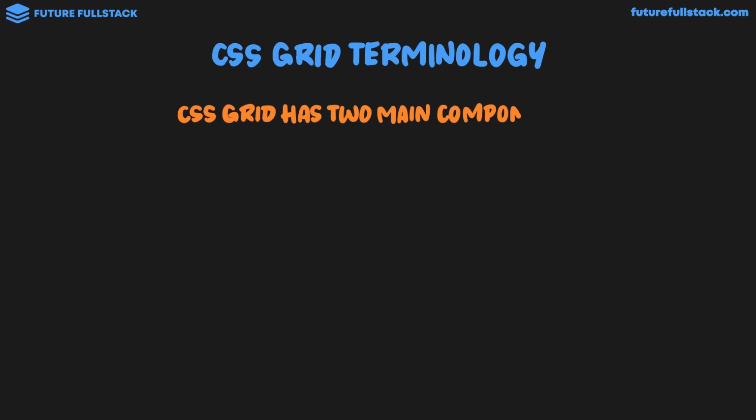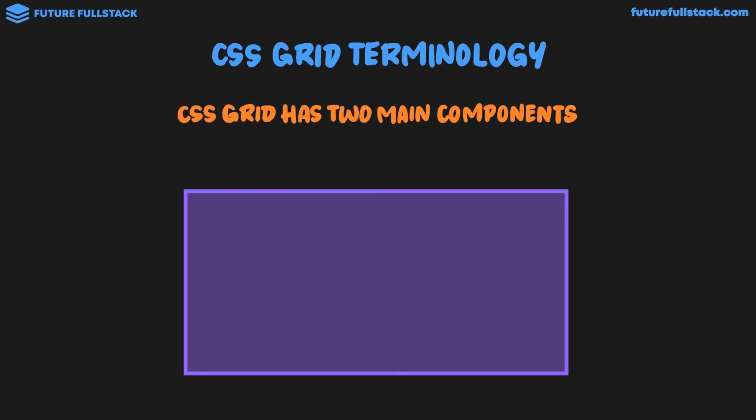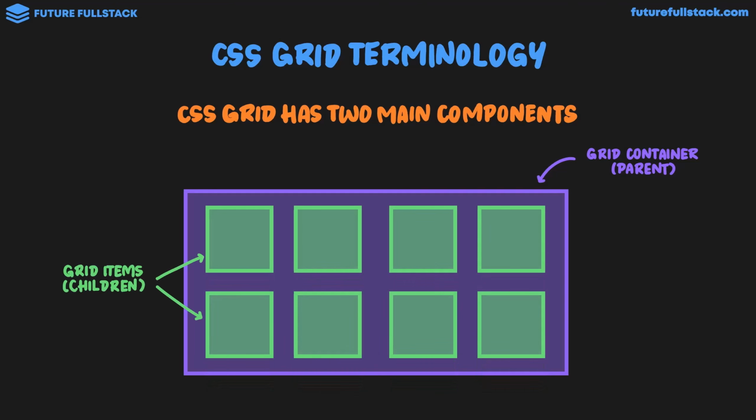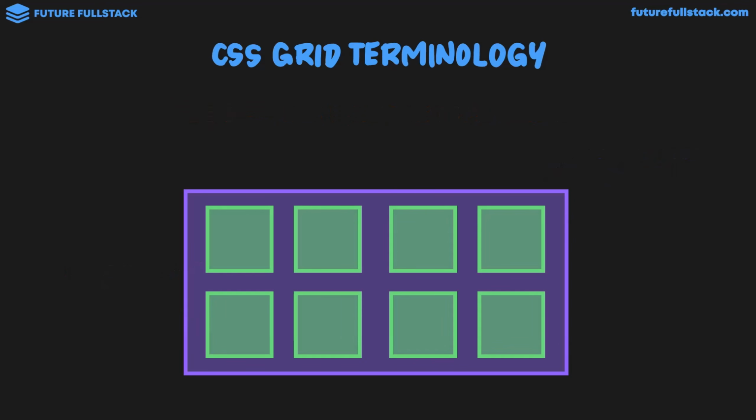CSS Grid has two main components. We first have the grid container, which is the parent, and this is similar to the Flex container in Flexbox. And then we have grid items, which are the children, and this is similar to Flex items in Flexbox. So just like Flexbox has two main components of Flex container and Flex items, in CSS Grid, we have grid container and grid items.